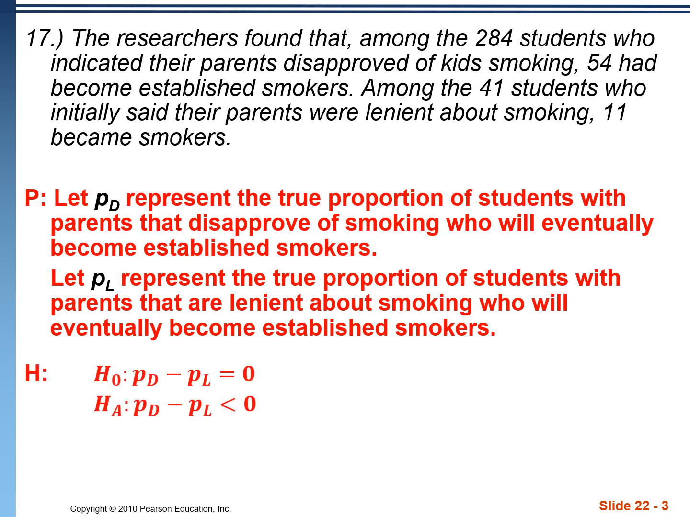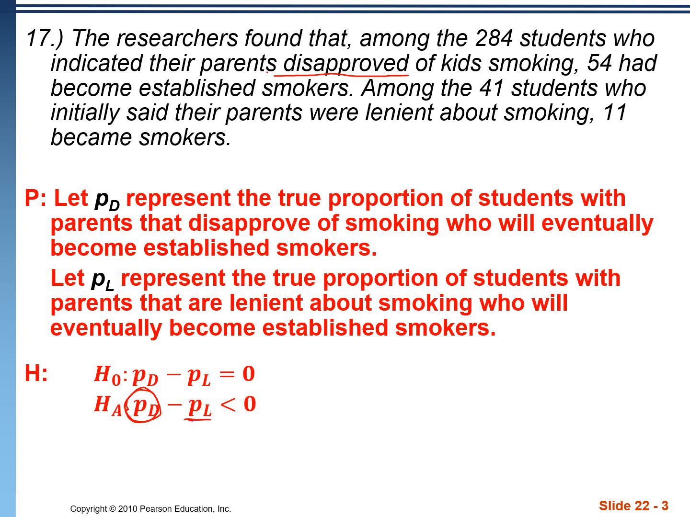Anytime we do a two proportion z-test, the null hypothesis is always that there's no difference between these two groups. So in other words, the proportion of students in the first group who will become smokers is the same as the second group. The actual question asks us, is the parents' behavior influencing their smoking decisions? So is the fact that this one group have parents disapproving of smoking making them less likely to smoke? So is this lower than the second one?